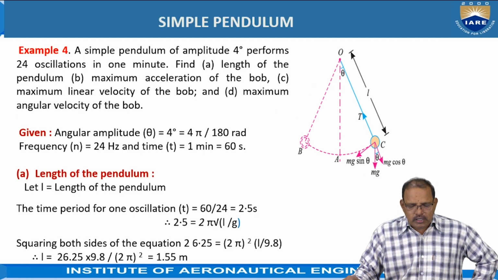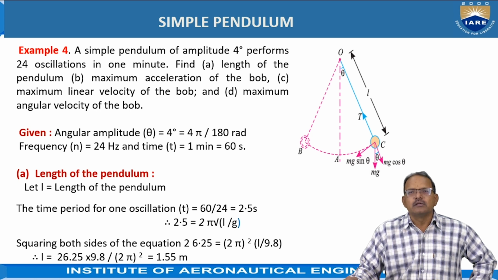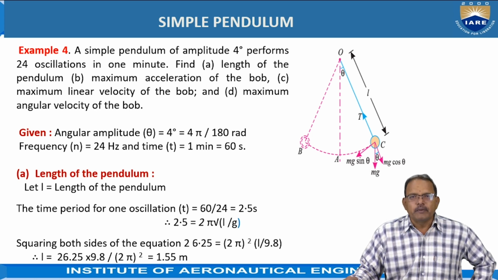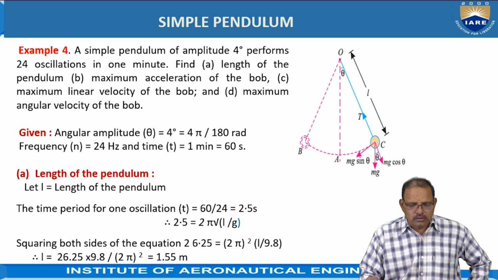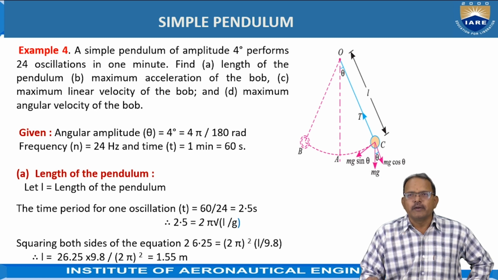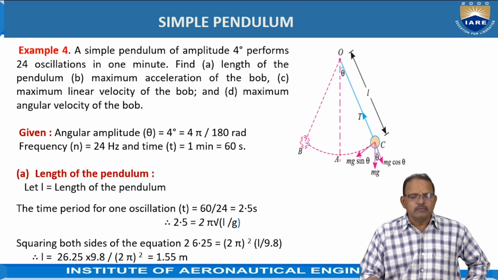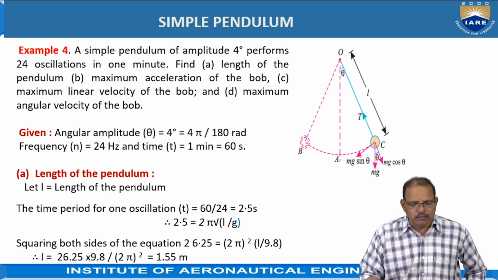Based on the above equations, we have an important problem here. A simple pendulum of amplitude 4 degrees performs 24 oscillations in 1 minute. Find, first part A, the length of the pendulum. B, the maximum acceleration of the bob. C, the maximum linear velocity of the bob. And D, the maximum angular velocity of the bob.